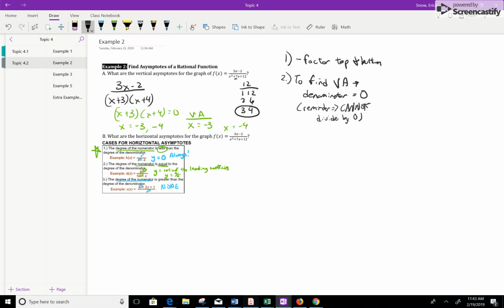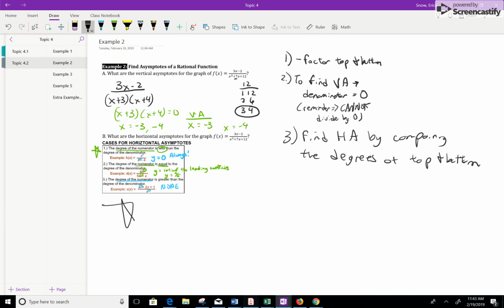So let's go back to our steps. You factor the top and the bottom, you find your vertical asymptote, then you find your horizontal asymptote by comparing the degrees of the top and the bottom. And then using these rules, you need to take note of this. So in our original equation here, we have x to the first over x squared. So I say this one's bottom heavy, quote unquote bottom heavy, because the degree on the bottom is bigger. And so if it's bottom heavy, our asymptote is y equals 0.